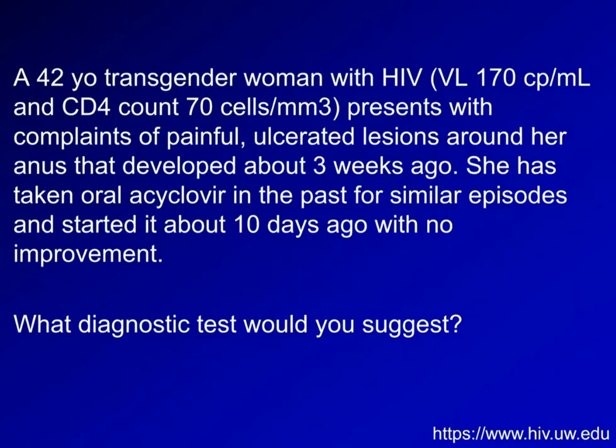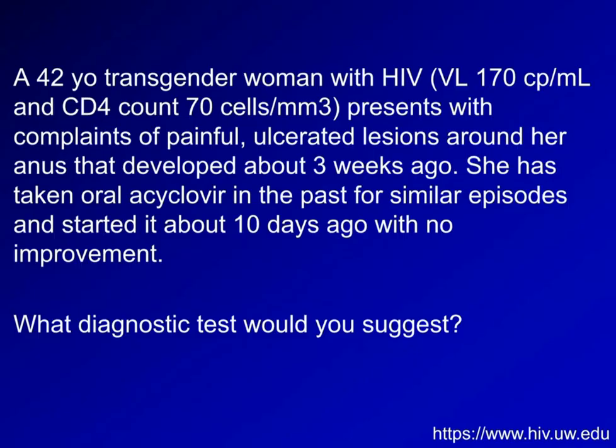All right. So who will take this next case? I can take it. All right, thanks. A 43-year-old transgender woman with HIV, viral load 170 copies, CD4 count 70, presents with painful ulcerated lesions around her anus that developed about 3 weeks ago. She has taken acyclovir in the past for similar episodes, and started it about 10 days ago with no improvement. What diagnostic test would you suggest?